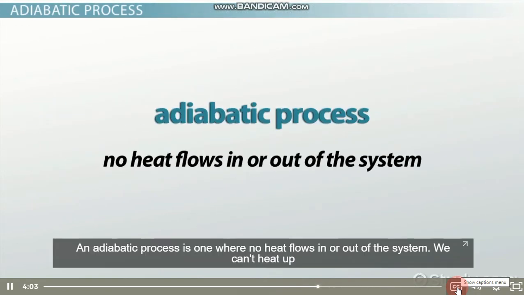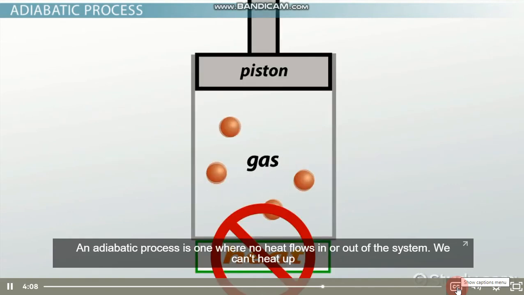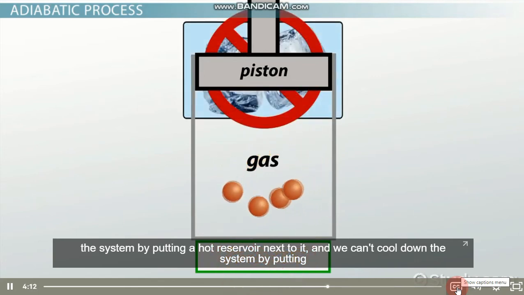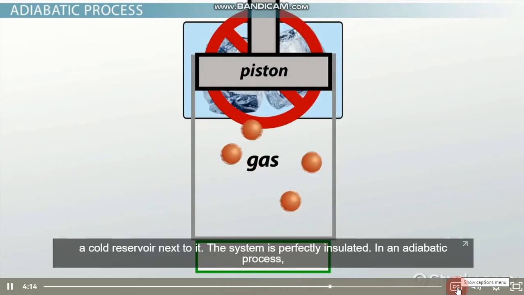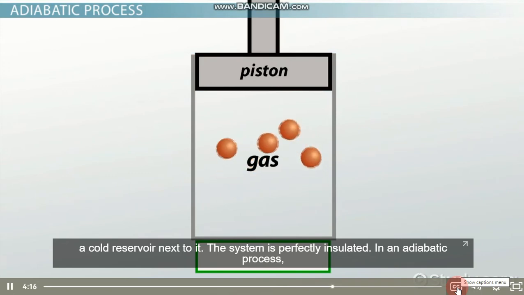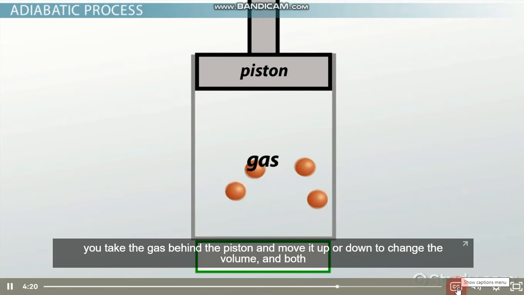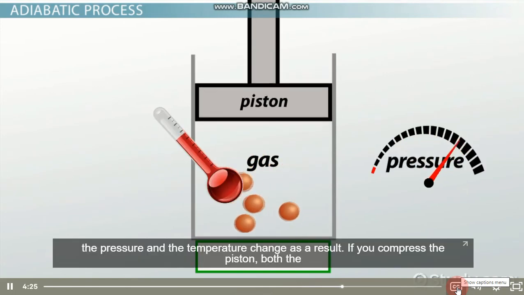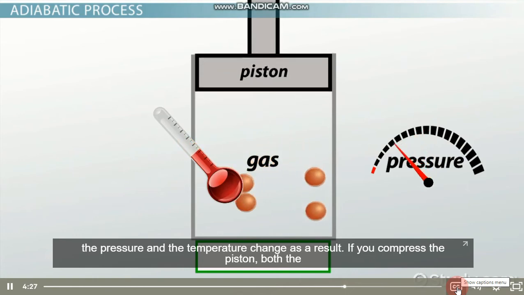An adiabatic process is one where no heat flows in or out of the system. We can't heat up the system by putting a hot reservoir next to it, and we can't cool down the system by putting a cold reservoir next to it. The system is perfectly insulated. In an adiabatic process, you take the gas behind the piston and move it up or down to change the volume, and both the pressure and the temperature change as a result.